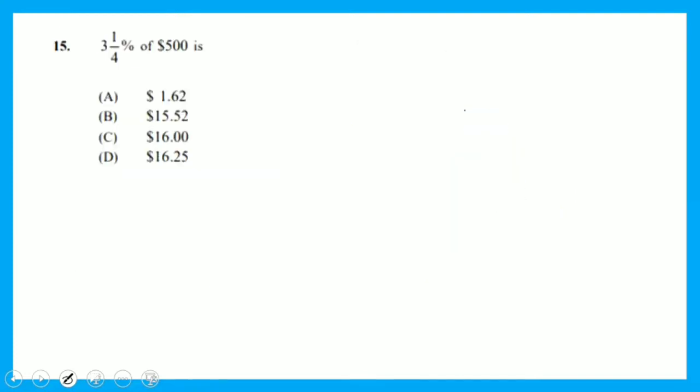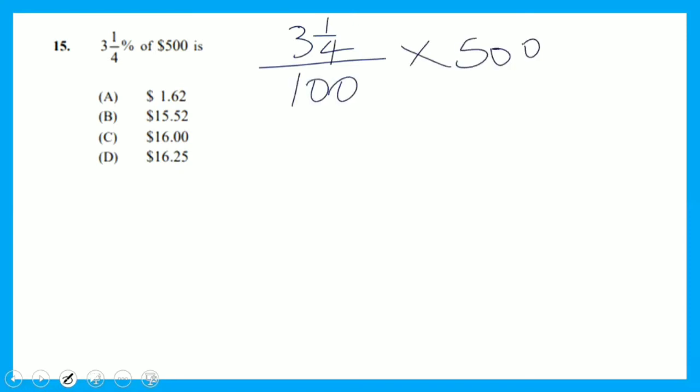And to our final question of the day, it says 3.25% of $500 is. We're supposed to find out what that is. And all right, so here we go. 3.25% of 500. Now, clearly we need to do some work on whatever fractioning is going in here.